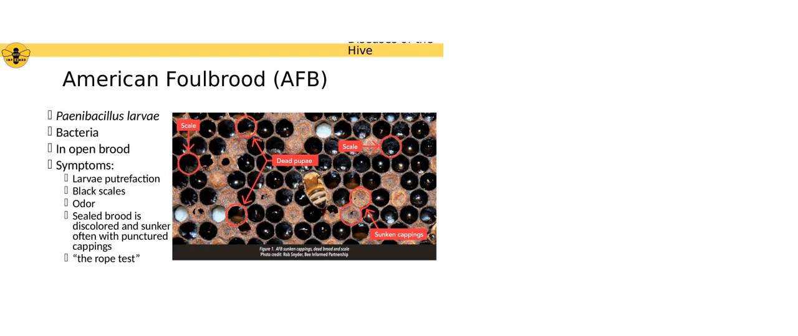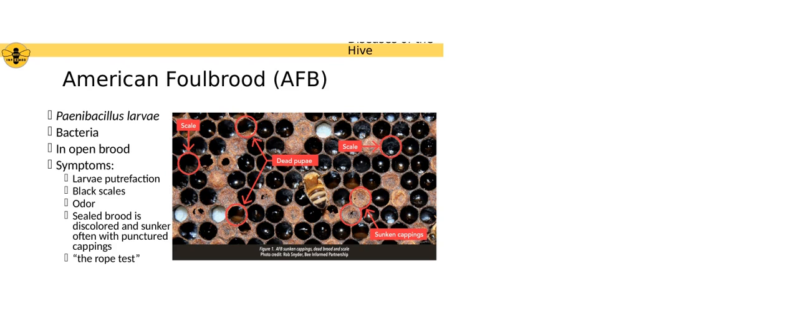So we're getting to the juicy stuff. American foulbrood, also called AFB, is Paenibacillus larvae. It's a bacteria. It will affect the open brood. That's something really important to remember for EFB and AFB: the different stages of when the larva is affected and when the brood is affected. Both of them are going to affect open brood, but you'll see later how it affects them down the long run. So you'll have larva putrefaction, black scale and odor, really bad odor.